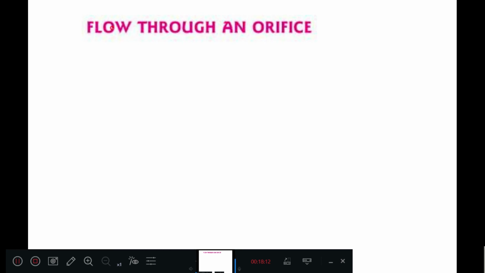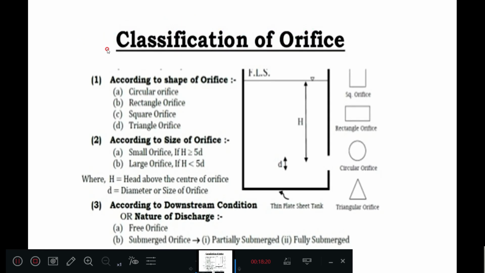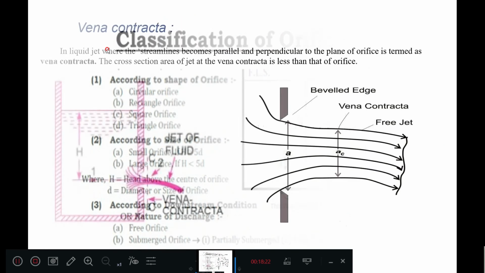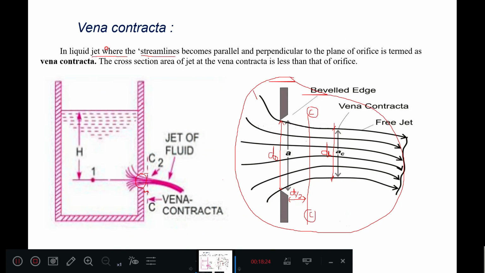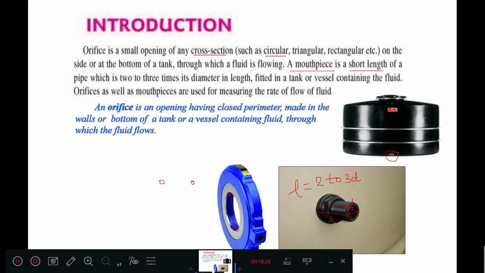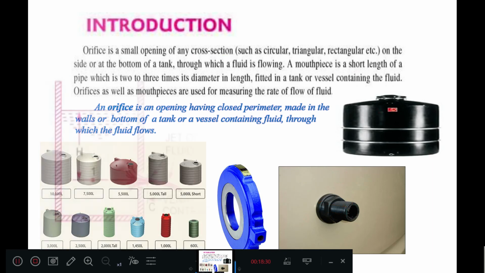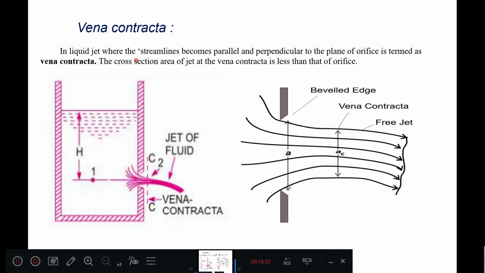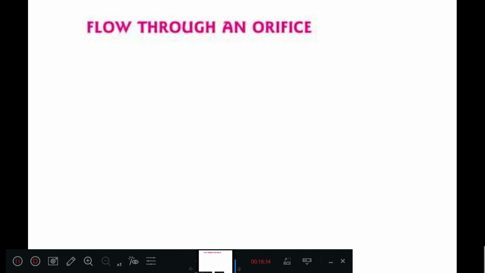This particular part will continue in the next video lecture. I hope you understood the classification, the definition of vena contracta, and the introduction part. Again we will continue with flow through an orifice next. Okay, thank you.